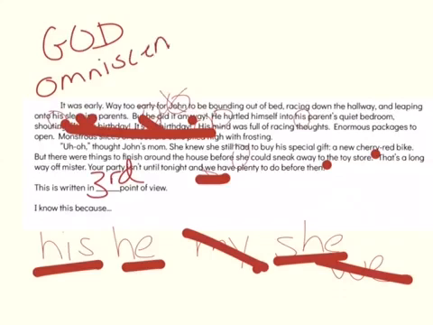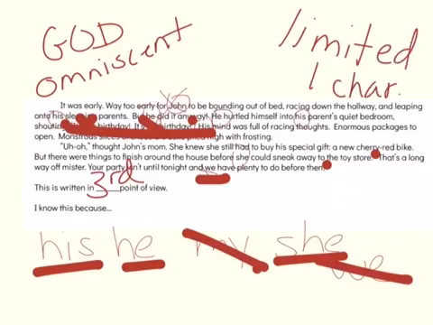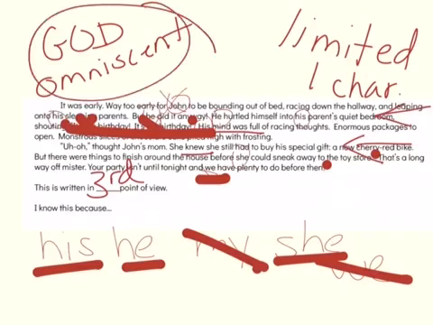omniscient, so I know about all of the characters, or is this limited, to knowing about just one character's feelings and thoughts. I find out in this paragraph about John's thoughts, and I find out in this paragraph about Mom's thoughts. So, here, she knew, and where his mind was full of racing thoughts. Since I know about two characters, this is going to be the Omniscient.